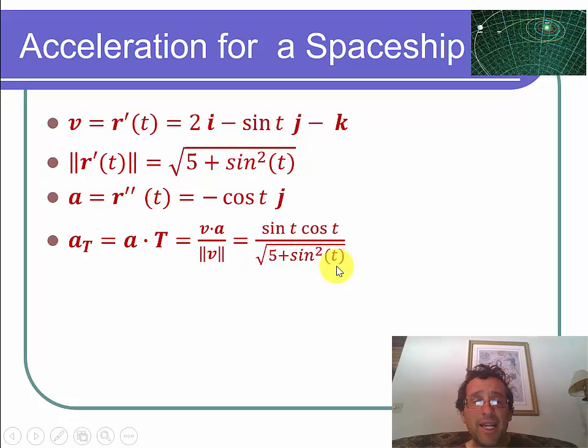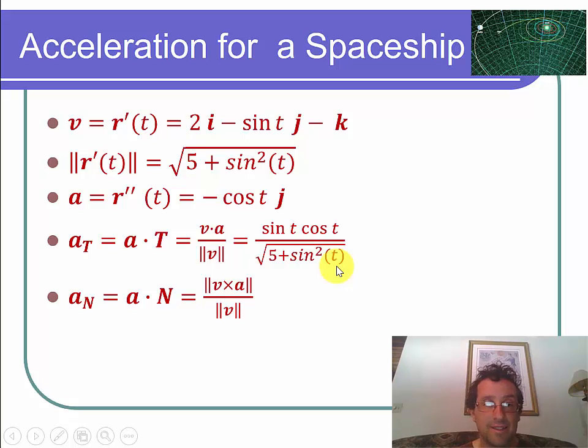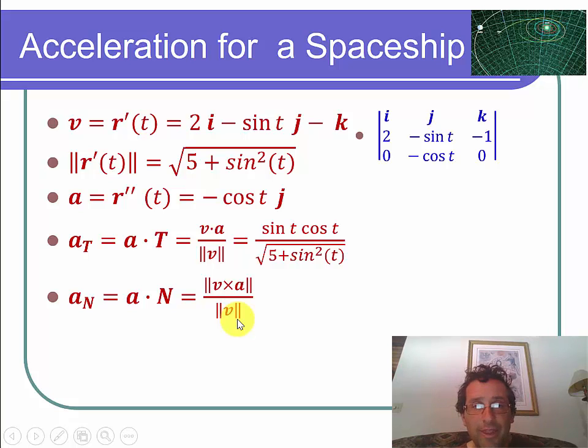So now let's work on the normal component of acceleration, the centripetal acceleration. So I'm going to use the formula a sub n is equal to the magnitude of v cross a over the magnitude of v. I'm using these because we have v and a, so it makes it a little bit easier. So now let's work these out. To take the cross product, I write down a little matrix i j k, and then our v had a 2, a negative sine of t, and a negative 1. That's the next row. And then the a had a 0, negative cosine of t, and 0.